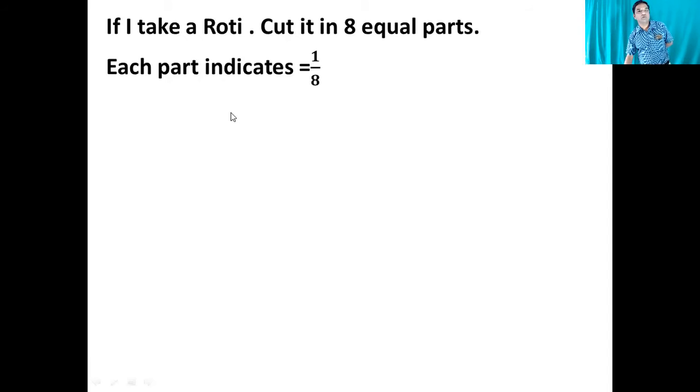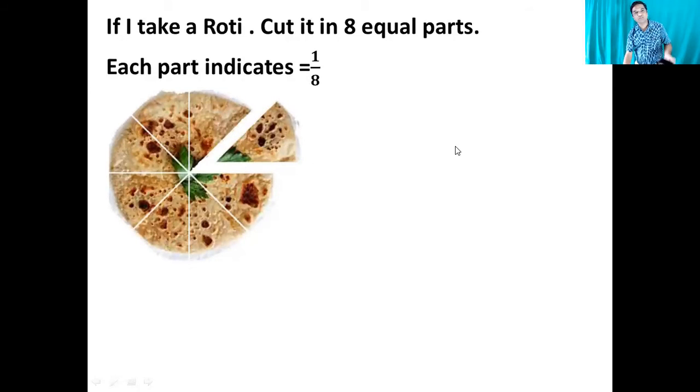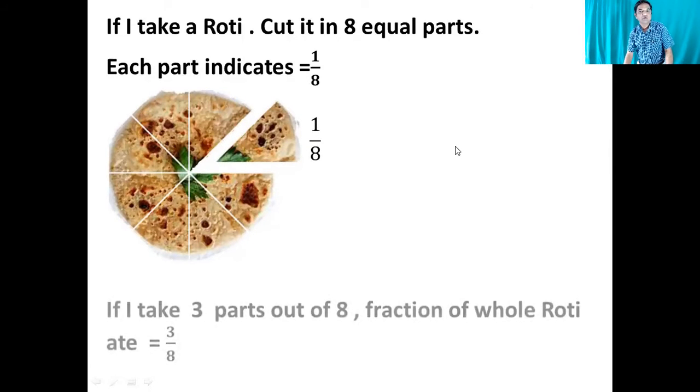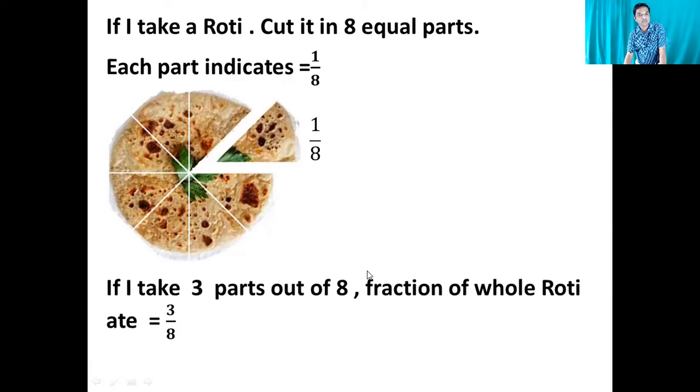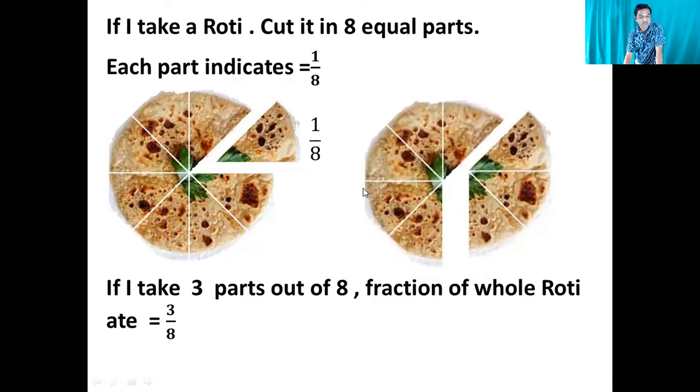Now we'll take one more example of a roti, and we are going to cut that into 8 equal parts, and then we are going to take 1 part out of it. This is known as 1/8. Now, we are going to take one more roti of the same size, cut it into 8 equal parts, and take 3 parts out of it. It will indicate 3 pieces out of 8, and the fraction will be 3/8 or 3 by 8.